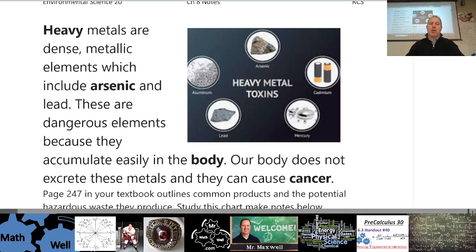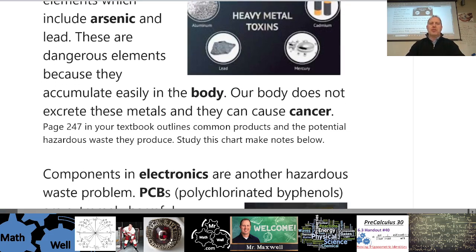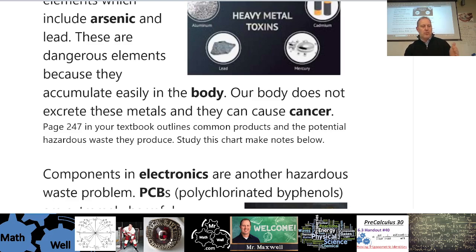So page 247 in your textbook, if you have a textbook on your table, outlines common products and the potential hazardous waste that they produce. Study this chart and make some notes below. I'm going to give you 5 minutes or so to do that right now in the middle of this class. I didn't put this in your notes because I wanted you to make some notes, but for example, I'll read a few things here.